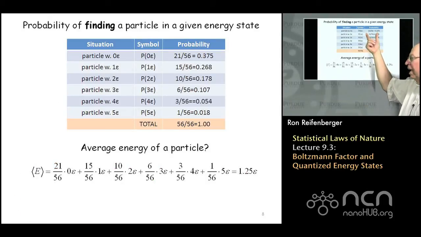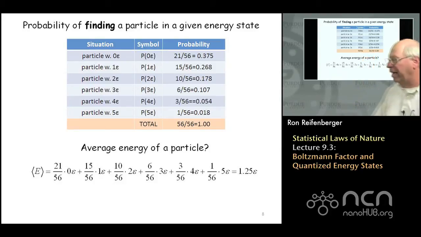This table tells me the probabilities that I will find a particle with 0, 1, 2, 3, 4, or 5 units of energy. Once I know these probabilities, then I know everything there is. This is like the probability distribution function for the Maxwell-Boltzmann distribution, except now my energies are quantized, they're not continuous. And once I know these probabilities, I can start to answer all kinds of questions about the system.